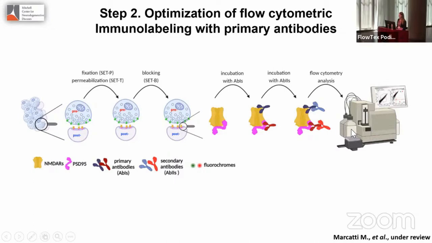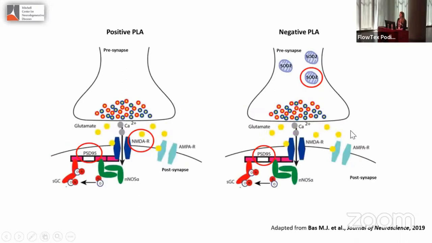Thanks to the fluorophore, we analyzed the specificity of our antibodies. Since we wanted to prove the principle of the feasibility of this technique on synaptosomes, because nobody had ever done that before, we wanted to have a positive control and a negative control. Positive control for PLA means we need two proteins that are known to be interacting. In our case, we chose PSD95 at the postsynaptic compartment with the NMDA receptors, actually 2A and 2B, two subunits of the receptors. They are also postsynaptic and are known to interact.